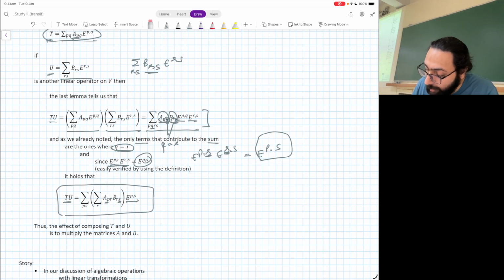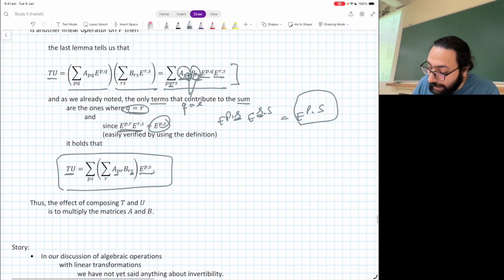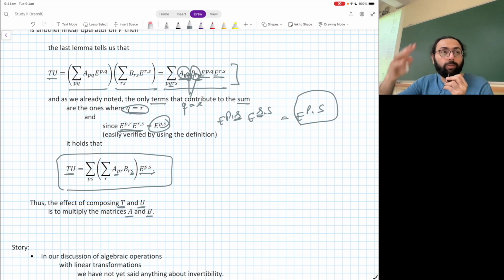And what does that tell you? It tells you something very nice. It says that the effect of composing T and U, which are arbitrary linear operators, is basically to multiply the matrices A and B. Because that's the definition of matrix multiplication. You take the rows.